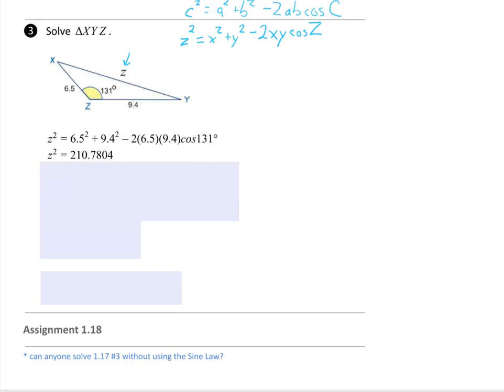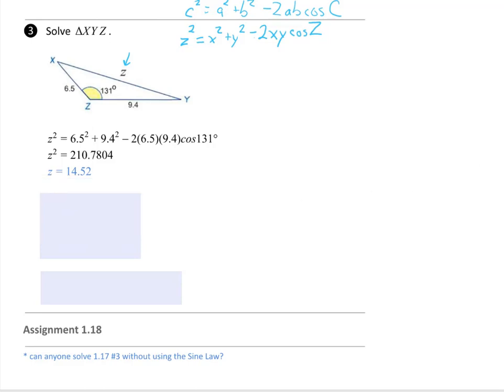Usually students skip this step and jump right to what Z is equal to, because once you get your answer, you can square root it. If you can't do that on your calculator, write it out to at least 4 decimal places, round it, and then do your square root. So you should get Z is equal to 14.52 after you take the square root. So now we have a side length.